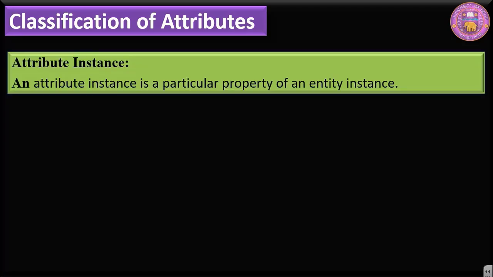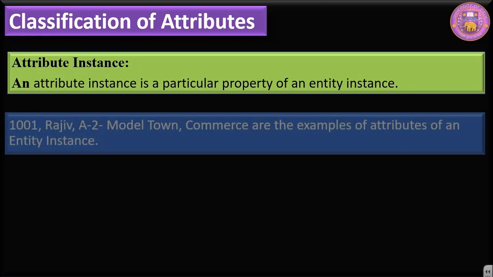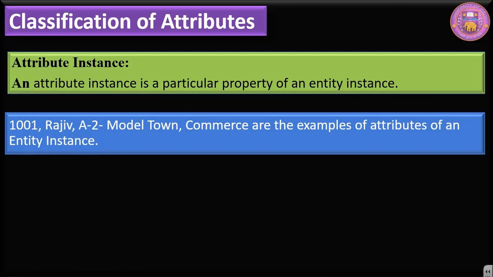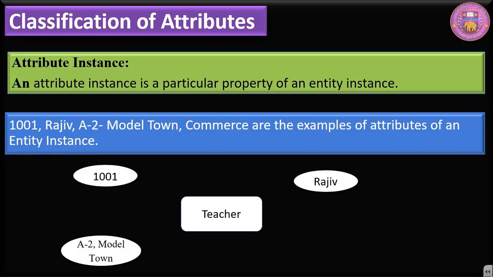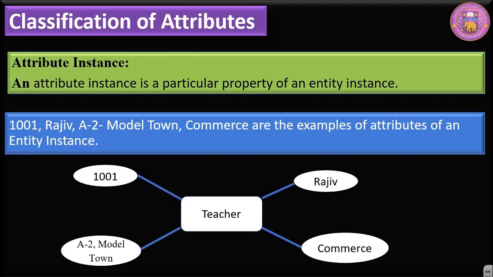Attribute instance. An attribute instance is a particular property of an entity instance. That is teacher ID 1001, name Rajiv, address A-2, department is commerce. These are the examples of attributes of an entity instance. We can represent it like this. These are the attributes of entity instance teacher.